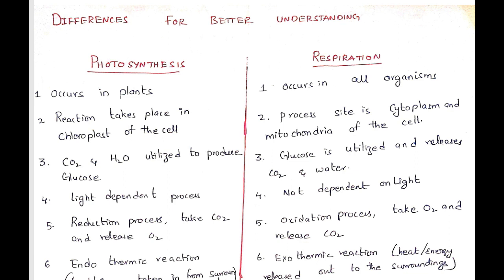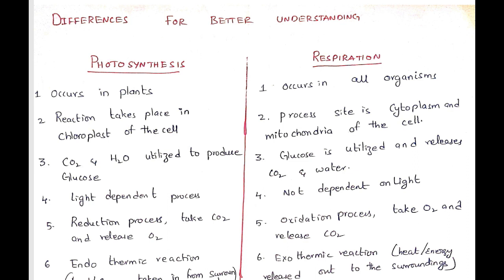In photosynthesis, CO2 and H2O are utilized to produce the energy. Here the energy is glucose. In respiration, it is the reverse process of photosynthesis. Here the glucose is utilized and release of CO2 and water happens, friends. Photosynthesis depends upon the light, friends, light rays, whereas respiration doesn't depend upon the light, friends. Photosynthesis is the reduction process in which CO2 is consumed and O2 is released, oxygen is released. Whereas respiration is oxidation process, it takes oxygen and releases carbon dioxide.